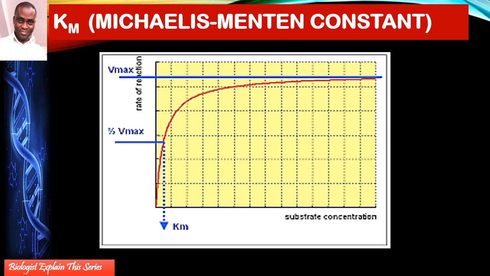Let me say that again, graphically, because there's a mathematical formula for calculating Km. But from the graph you can get your Km when you know the Vmax. Hypothetically, I said the Vmax is 10, half of Vmax is 5. Connect your 5 to the graph, trace it down to the x-axis. Where your line intersects with the x-axis, that is the Km.